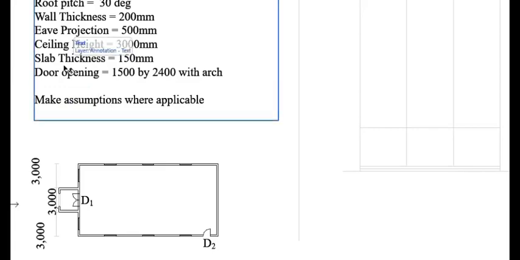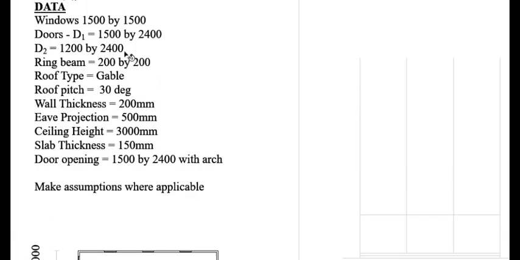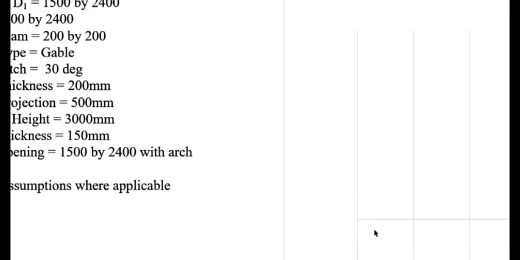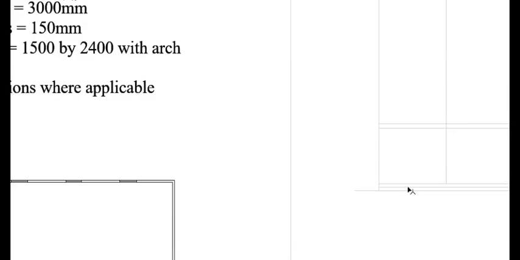The other thing, we are also told that our beam is 200 by 200 millimeters. So we are going to measure 200 millimeters from here, but to the scale that is going to be 40 millimeters. So we are going to go upwards 4 millimeters, like that. Then we can go ahead and mark the level for our windows.